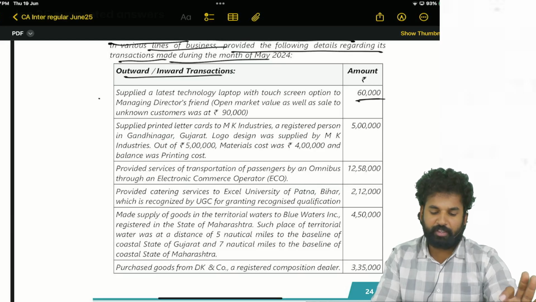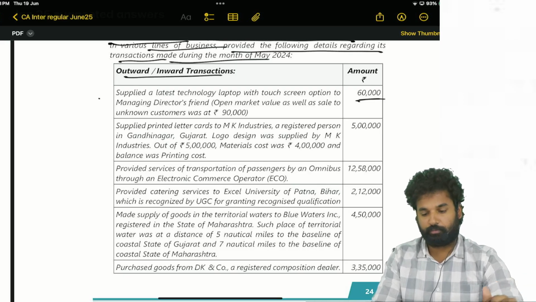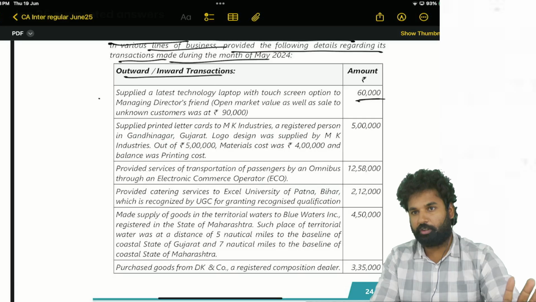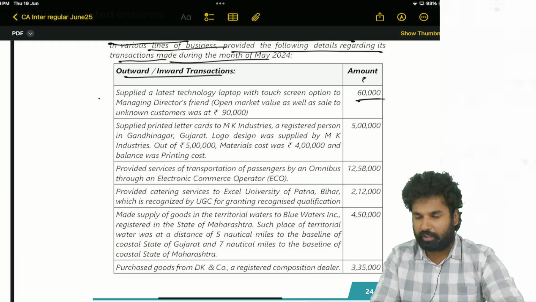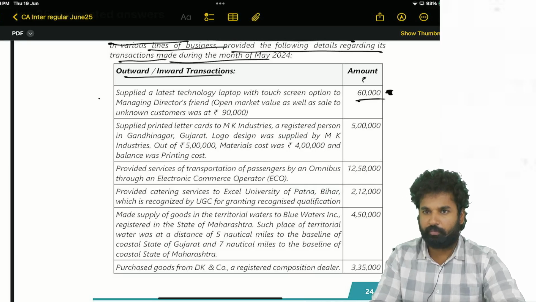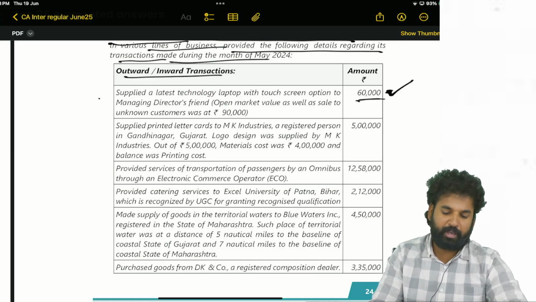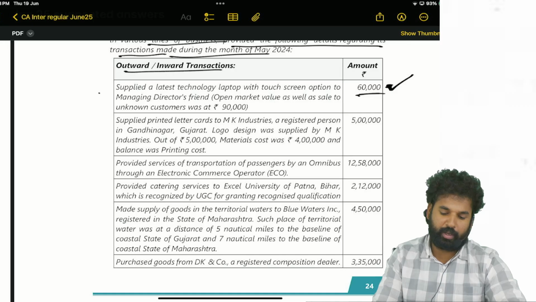See, supplied a latest technology laptop with touch screen to managing director's friend, 60,000 rupees. Value of supply will be, when price is the sole consideration and made between unrelated persons, then whatever is the transaction value, that will be value of supply. 60,000 only. Okay, next. Supplied printed letter cards to MK Industries, registered person in Gandhinagar, Gujarat.